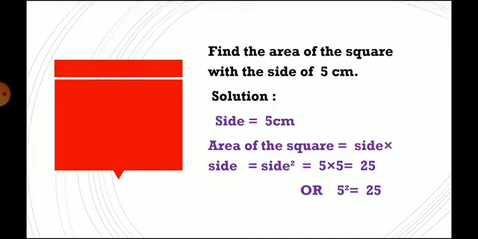Find the area of the square with a side of 5 centimeters. See the solution. We know the formula very well. The value of the side is 5 centimeters. The area of the square is equal to side into side, so we can write this formula as side square. The value of the side is 5 centimeters, so 5 into 5 is equal to 25. We can write this as 5 square, which gives 25.